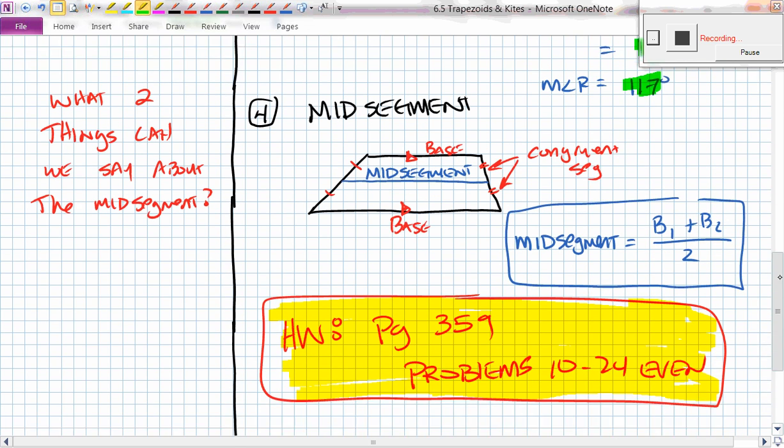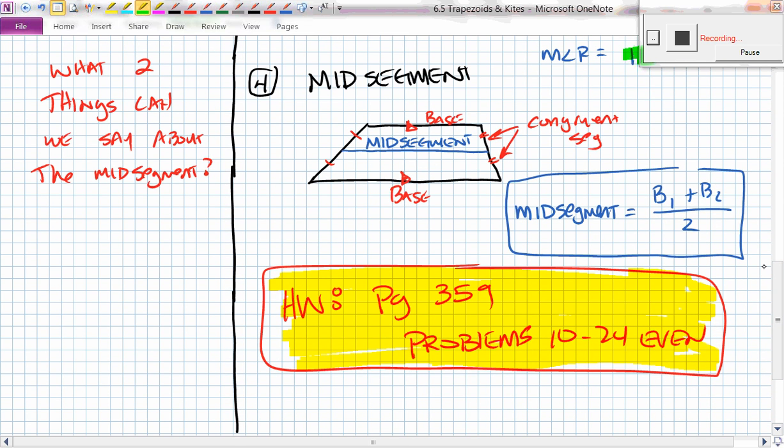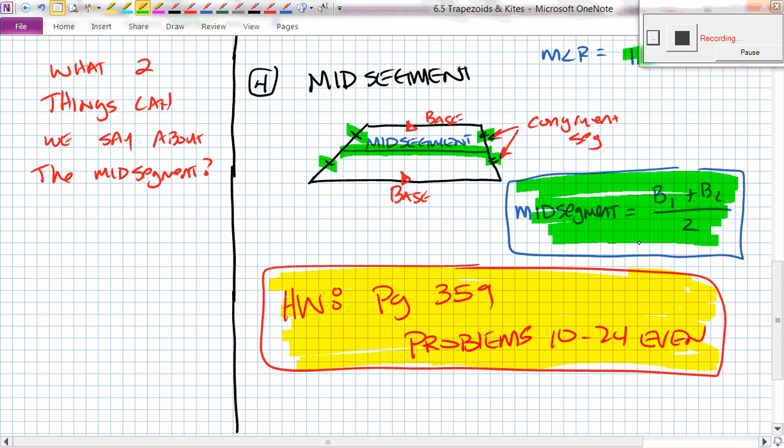And then the fourth box, the last thing that we spoke about, was the midsegment. The midsegment of a trapezoid is the segment that's right in between the two bases. And two things happen, right? One, we can say that the midsegment bisects each leg into two congruent pieces. And the formula to find the midsegment is just the average of the two bases. So you add base 1 plus base 2 and then divide by 2. So we're going to use that coming up tomorrow.